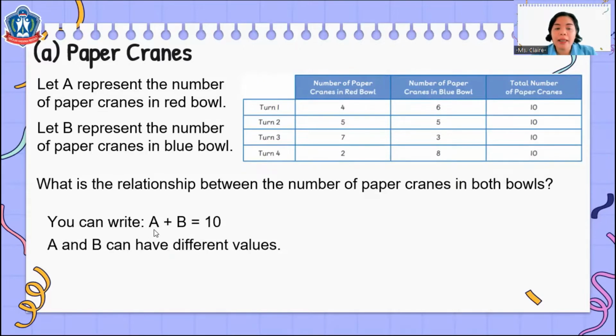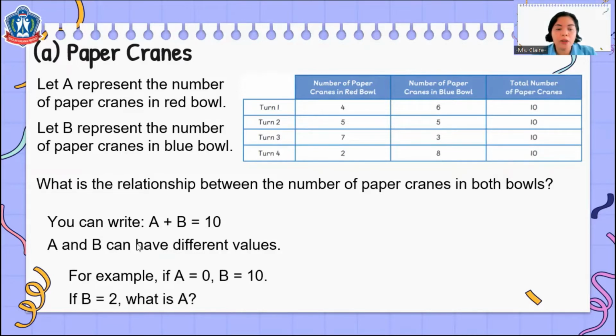A and B can have different values. For example, we can say that A is equal to 0 and B is equal to 10. If we add A plus B equals 10, 0 plus 10 is equal to 10. Or you can also use 2 for B. If B is equal to 2, what is A? How to get the value of A? Make sure that the total is 10. We simply subtract 2 from 10 and that is 8.